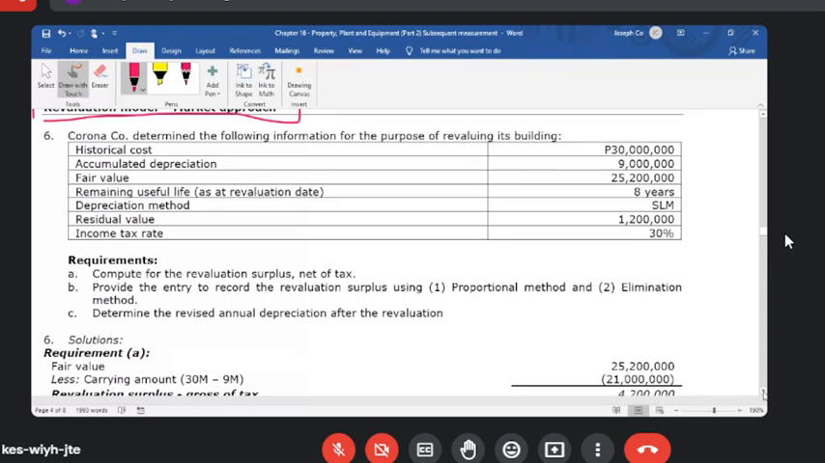Corona Company determined the following information for the purpose of revaluing its building. Historical cost 30 million, accumulated depreciation 9 million, fair value 25,200,000, remaining useful life at revaluation date 8 years. Depreciation method straight line method and residual value is 1.3 million. The tax rate is 30%. Requirements: compute the revaluation surplus net of tax. Provide the entry to record the revaluation surplus using proportional method and elimination method. And determine the revised annual depreciation after the revaluation.